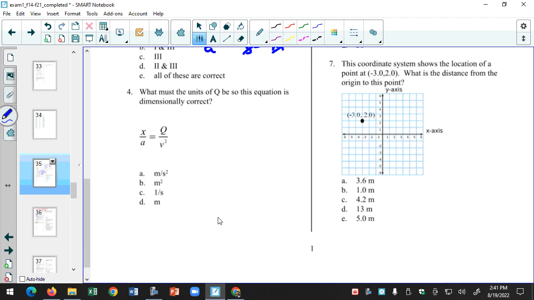I'm going to have you try number 4 on your own. Just get a head start and I'll jump in there. Q, x over a equals q over v squared. What are the units of q? Cross multiply to get the expression for q. Or you can multiply both sides by v squared. Either way is fine.